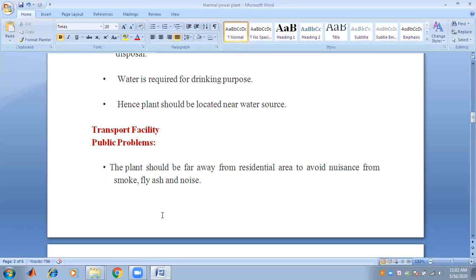We have to generate the steam power or the thermal power. We have to consider those factors in order to make economical power generation.